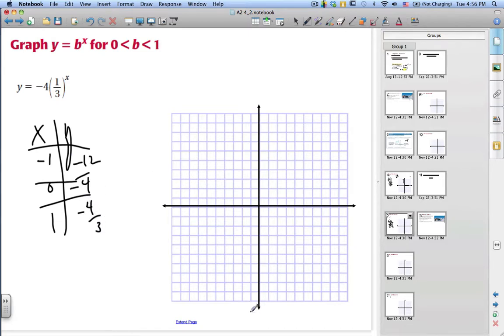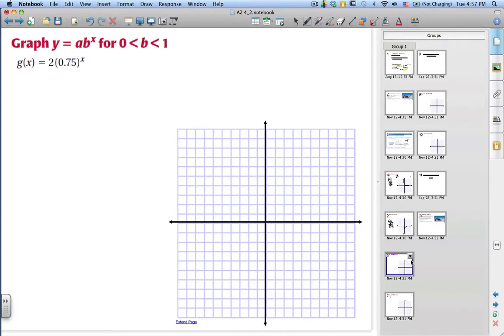So I'd be at -1, -12. I'd be at 0, -4, and I'd be at 1, -4/3. So you can see this one, again, comes in vertically, goes out horizontally. It's just flipped below the x-axis because I had a leading coefficient that was negative. Okay, we can go ahead and put decimals in here. That's still going to be the same process.